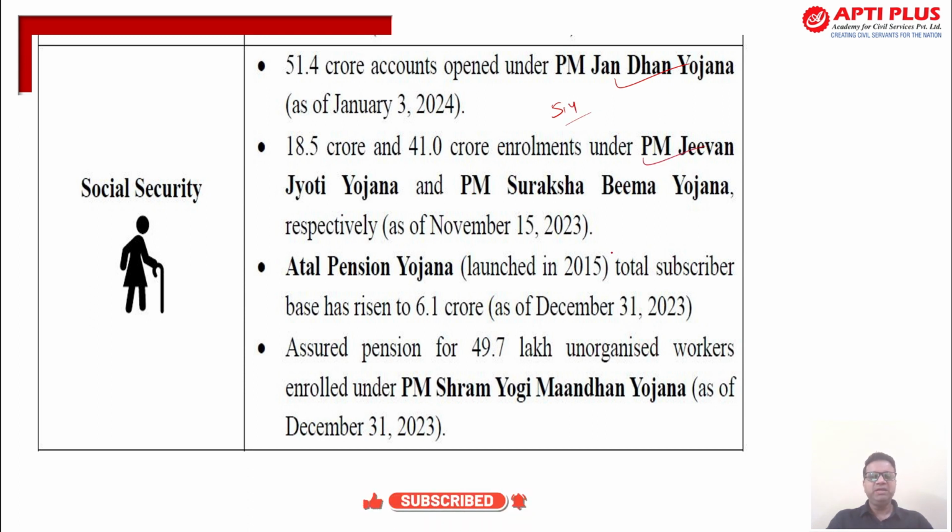Then we have schemes like PM Jeevan Jyoti and PM Suraksha Bima Yojana, which call for insurance and other emoluments provided to senior citizens. The Atal Pension Scheme total subscribers have reached up to 6.1 crore, and even the PM Shram Yogi Maandhan Yojana has helped pension beneficiaries, 49.7 lakh from the unorganized sector. So this was the complete picture of how the government has made things more resilient and driven overall development of the Indian economy.